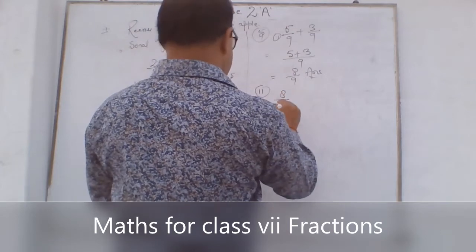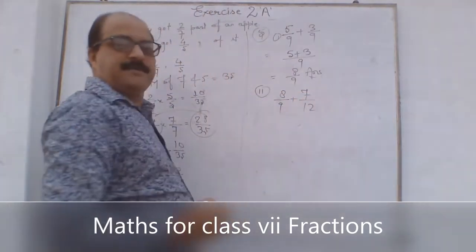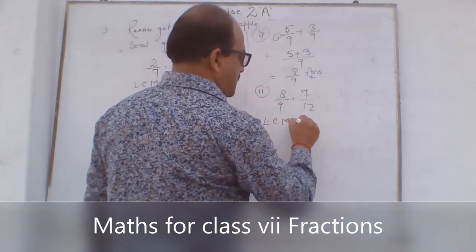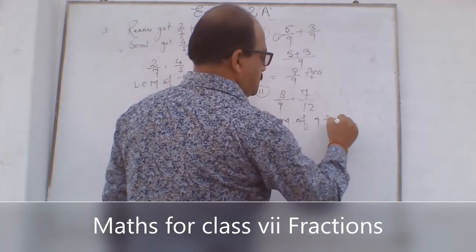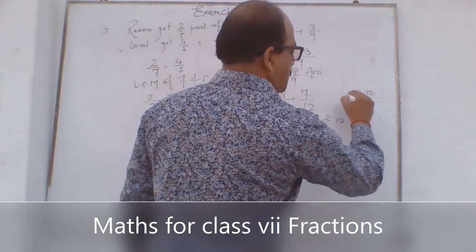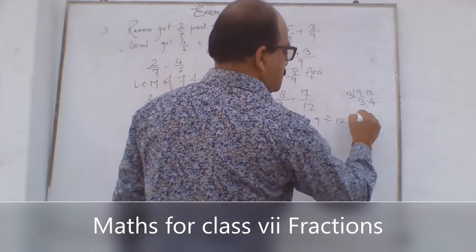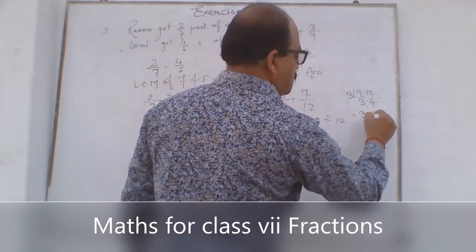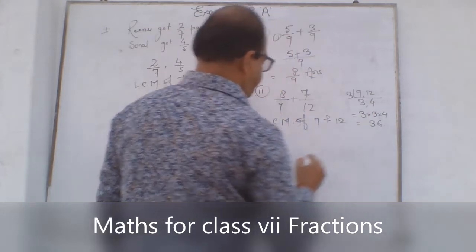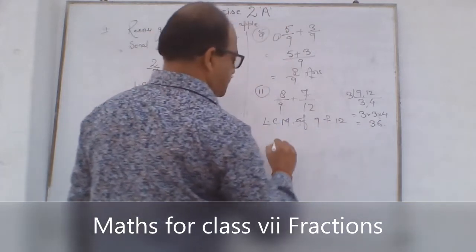8 by 9 plus 7 by 12. Take the LCM of 9 and 12. LCM of 9 and 12: 3 3s are 9 and 3 4s are 12. So 3 into 3 into 4, 3 3s are 9 and 4 9s are 36. LCM of 9 and 12 is 36.